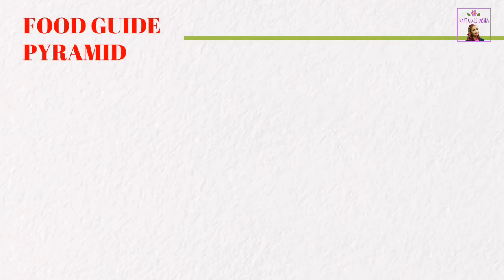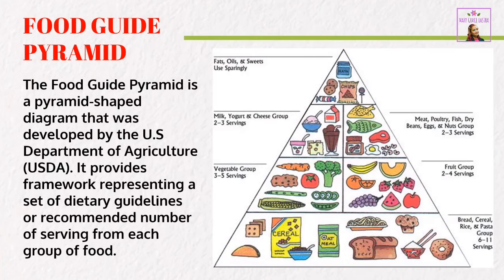Food guide pyramid is a pyramid-shaped diagram that was developed by the U.S. Department of Agriculture, USDA. It provides a framework representing a set of dietary guidelines or recommended number of servings from each group of food. The food guide pyramid emphasizes the importance of eating a balanced diet. It will guide you on how many servings from each food group is recommended daily depending on the age, sex, size, and activity level. It also shows the combination of all our meals that must be consumed not just for a day but for every day.